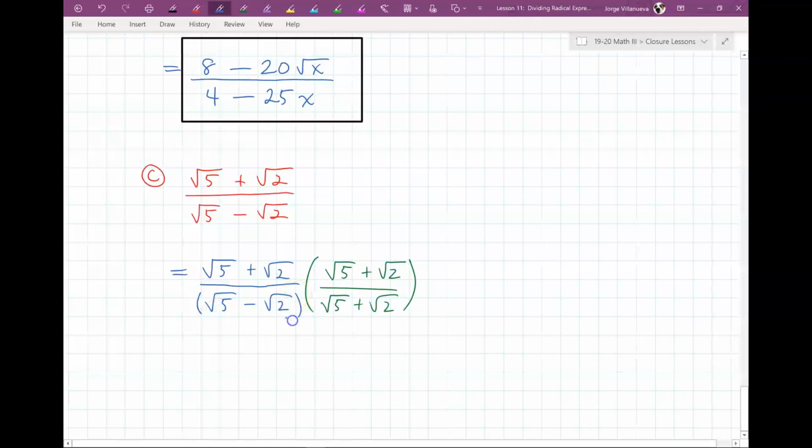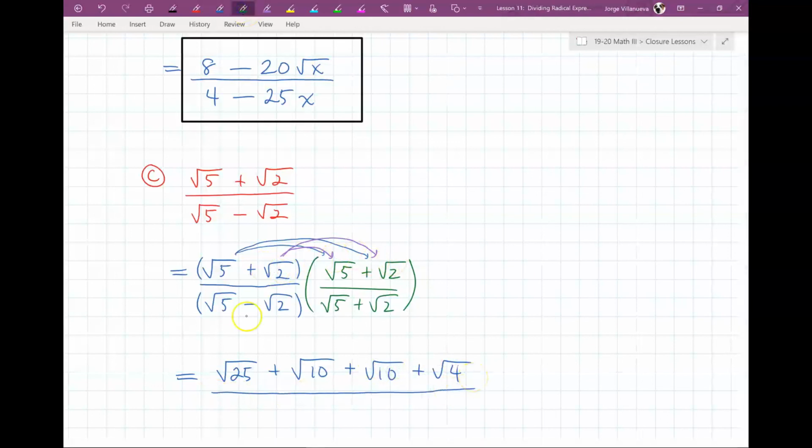Now, first off, let's go with the top part. We're going to have to FOIL. Radical 5 times radical 5, and then radical 5 times radical 2. So that's radical 25 plus radical 10. Okay, so radical 5 times radical 2 is radical 10. And then we're going to go with these two. So radical 2 and radical 5, that's going to be a plus radical 10. And then radical 2 times radical 2 is a radical 4.